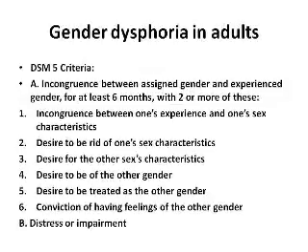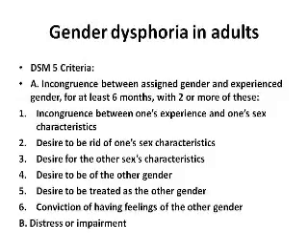This can also be diagnosed for adults. So there's also gender dysphoria in adults. This is the DSM-5 criteria for gender dysphoria in adults. Well, first of all, an incongruence between the assigned gender and the experienced gender for at least 6 months with 2 or more of these symptoms. In the case of children, it's 6. In the case of adults, it's only 2 or more.